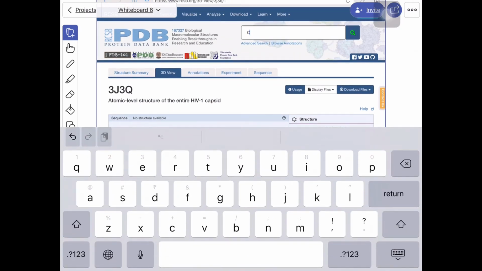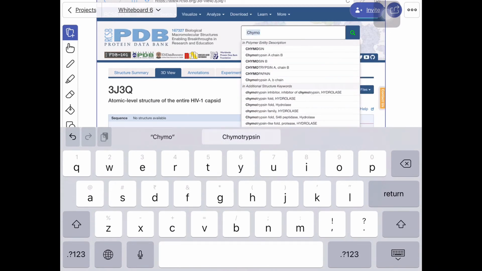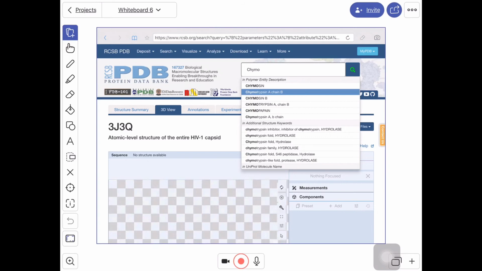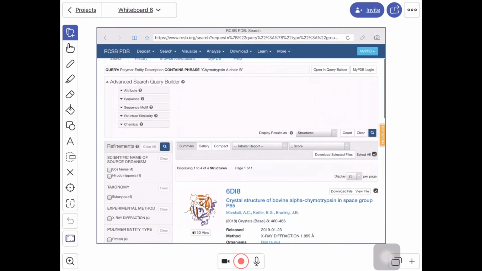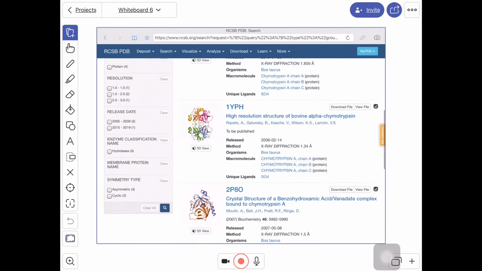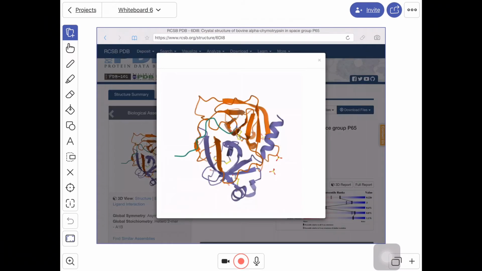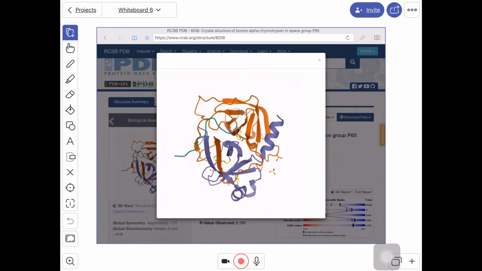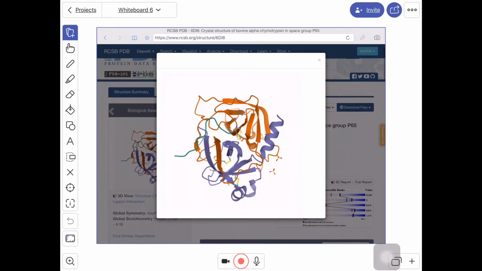For example, if we search chymotrypsin, A and B chain. See, these many chymotrypsin and their varieties are present here. You can have the three-dimensional view.